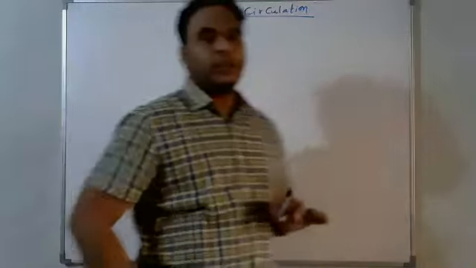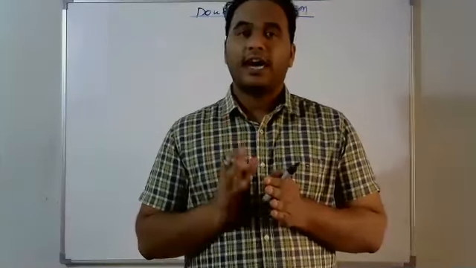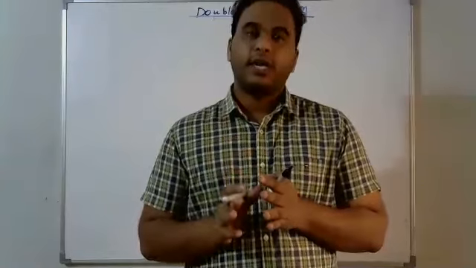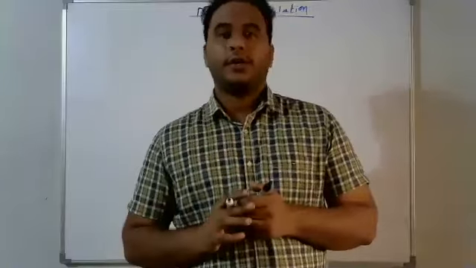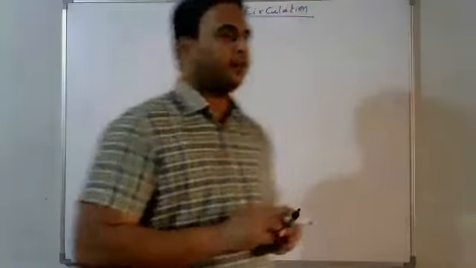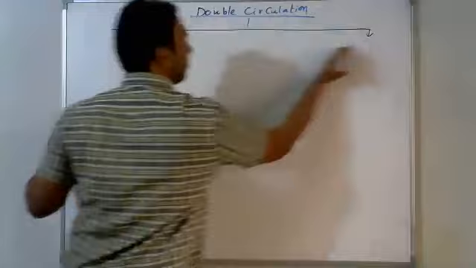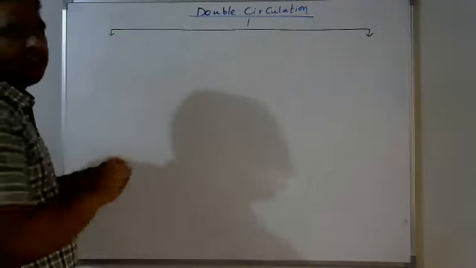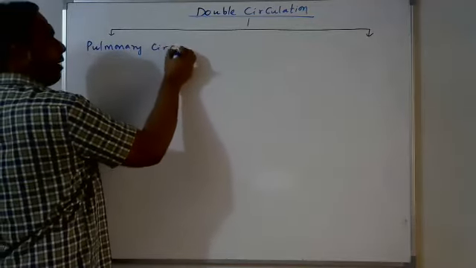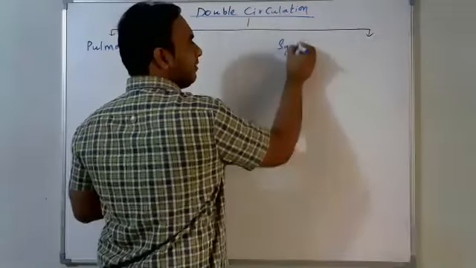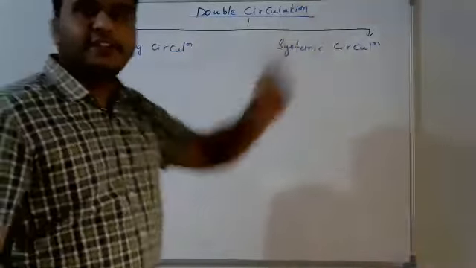Double circulation is the circulation of blood through the heart two times to complete one particular circuit. It includes two steps. First one, pulmonary circulation. Second one, systemic circulation. Pulmonary circulation and systemic circulation.